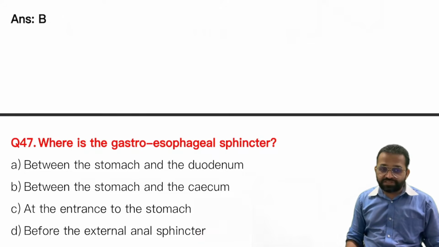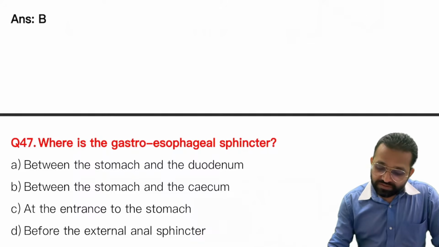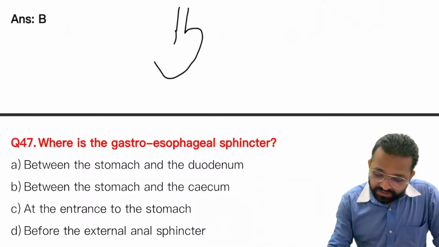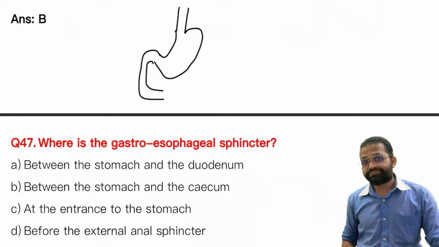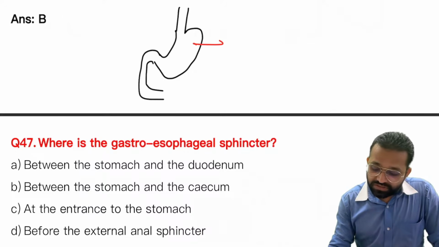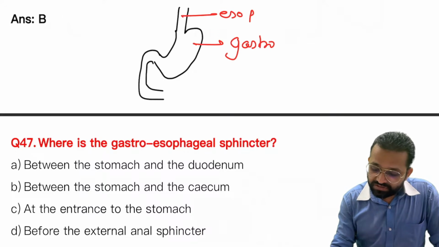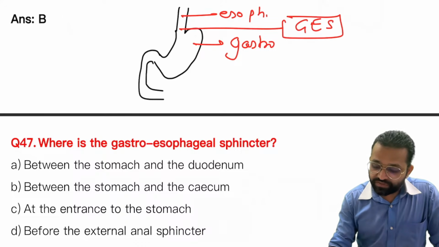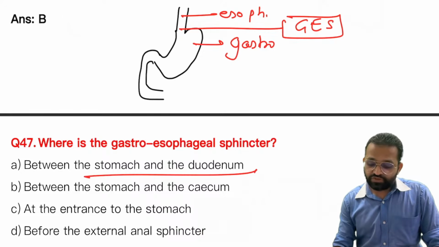Gastro, as the name suggests, gastroesophageal. Sir, this is the esophagus, here is the stomach, and this is the duodenum. So this is gastro, and this is esophageal. So here is the gastroesophageal sphincter. Between the stomach and duodenum, no.